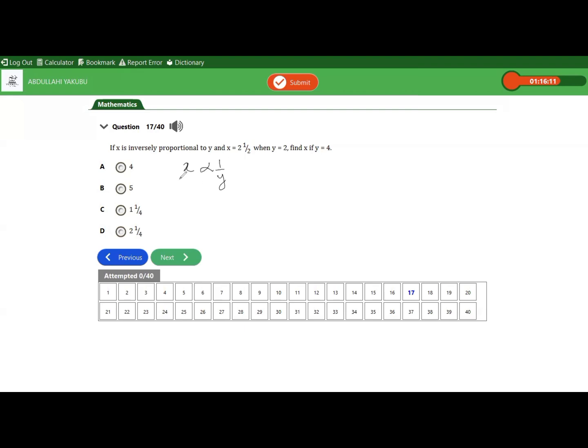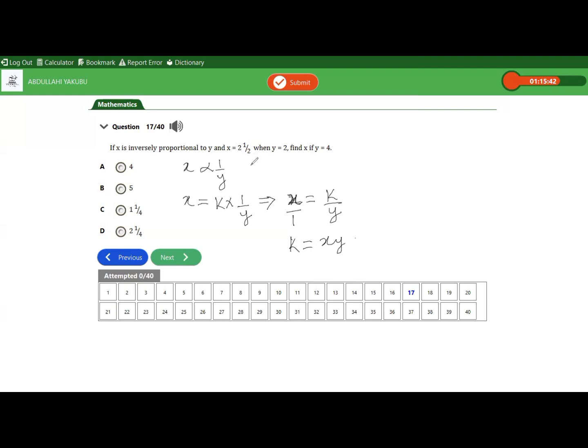Always quickly find your constant of proportionality. It implies x is equal to k multiplied by 1 over y. That is, x is equal to k all over y. So always make k subject of the formula. When you cross multiply, k will be equal to xy.